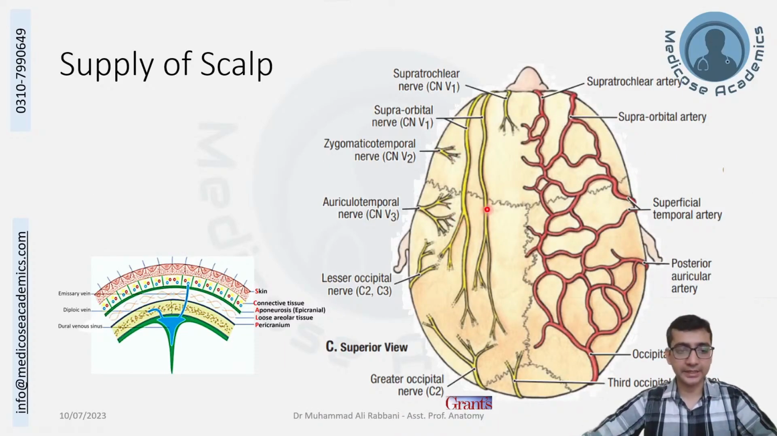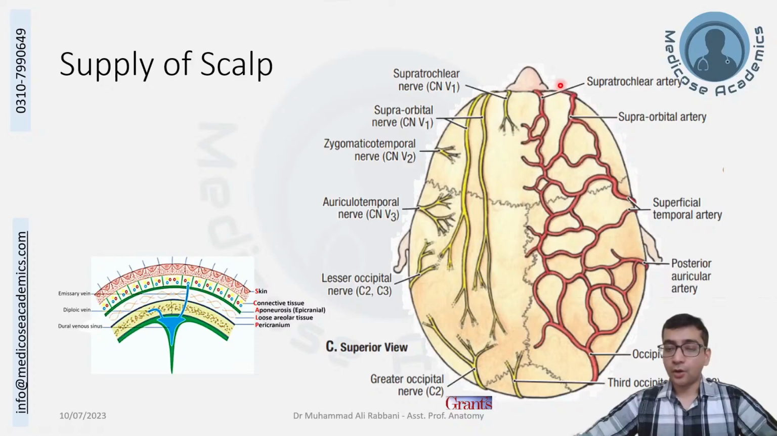So what are the arteries? This is a picture from, I think it was from Vishram Singh, to help you focus on the fact that the dense connective tissue, the second layer, contains most of the arteries, veins, and nerves. Okay, so these are all the arteries that you discussed in the face.